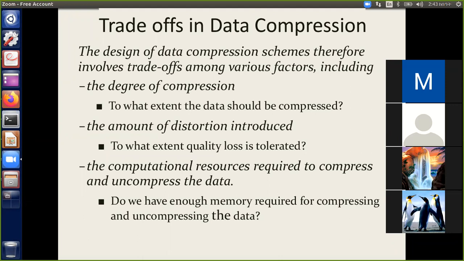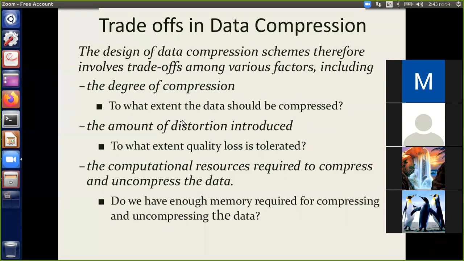We have to decide about the degree of compression that we have to use, in lossy compression or in lossless compression. But again, as the degree of compression increases, the compression algorithm requires more computational resources, more processor speed, more hard disk memory or random access memory.